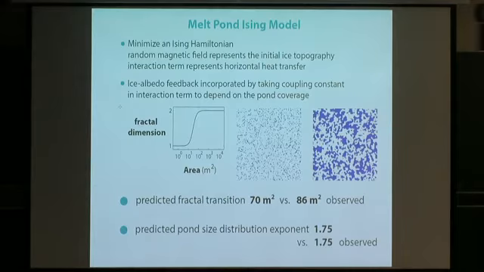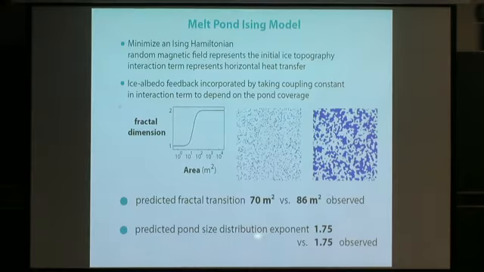But amazingly, just with the most basic thermodynamic parameters and a toy model like this, we can predict the transition in the fractal dimension. The closest real number that we've been able to measure from our real data is 86 meters squared, where the transition occurs, and we can predict, again, for this Ising model, that the transition occurs around 70. Given that there's 4 orders of magnitude of data, that's really close.